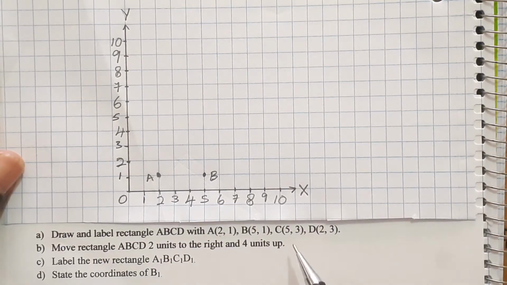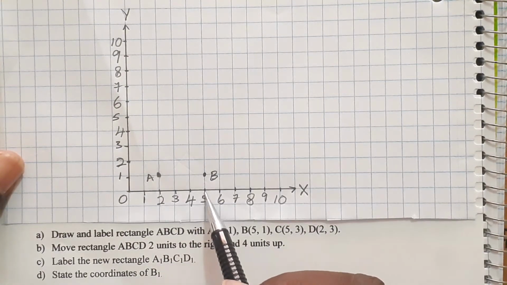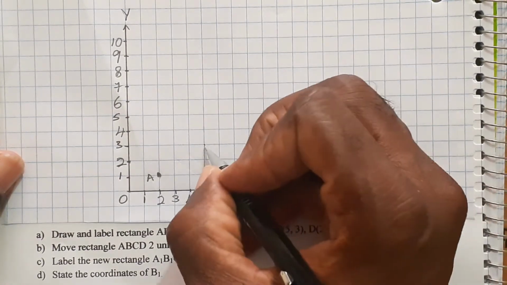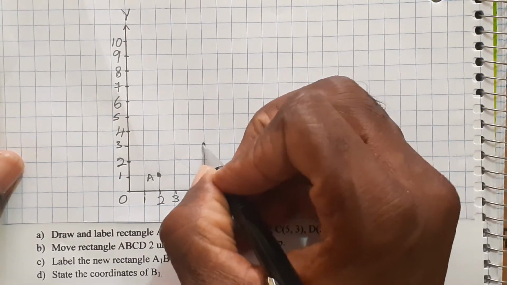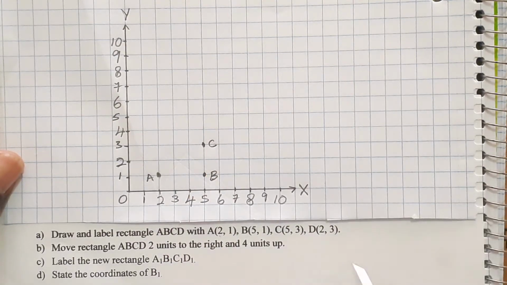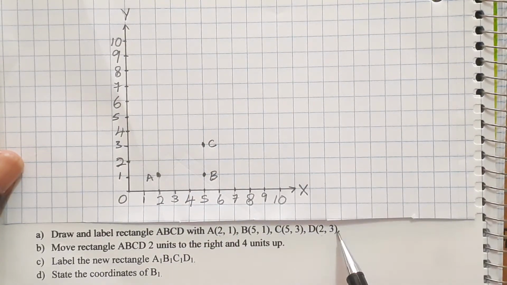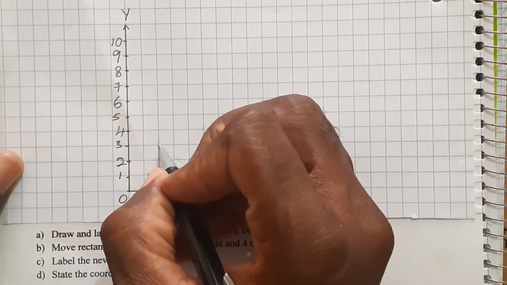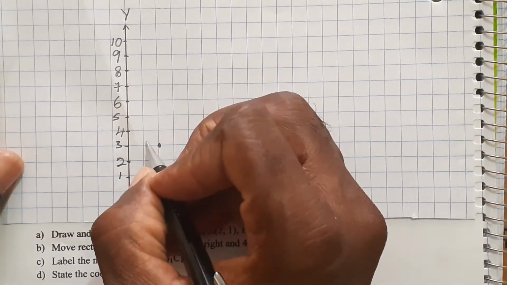C is (5, 3). 5 on the x, and we move up to 3 on the y-axis, which is right about here. This is point C. And point D is (2, 3). 2 on the x and 3 on the y, which is right here. And that there is D.